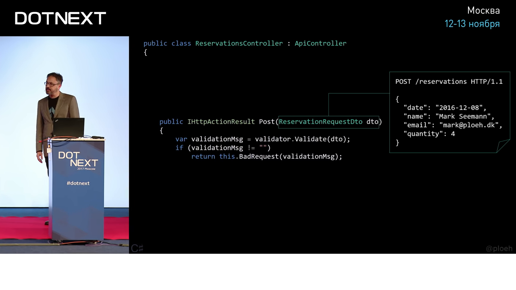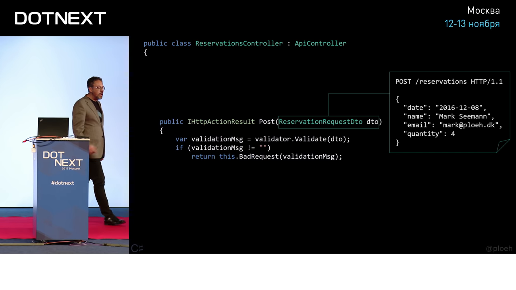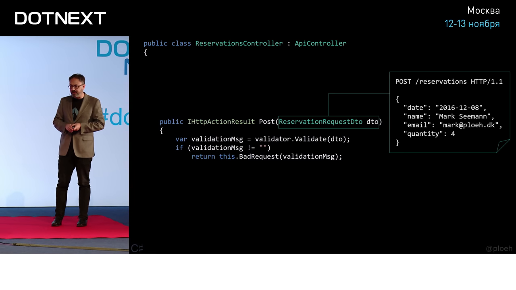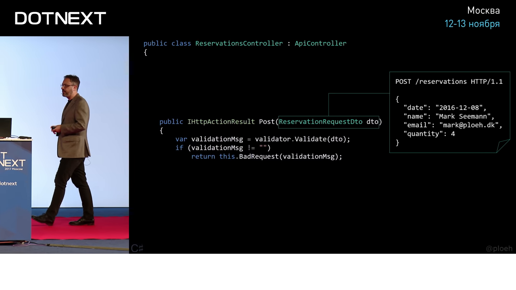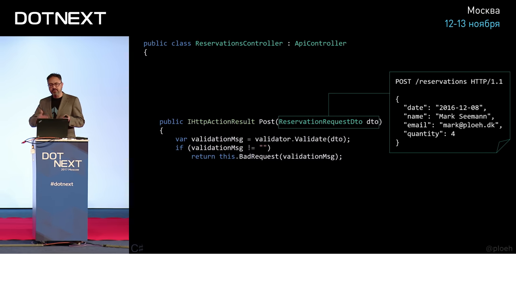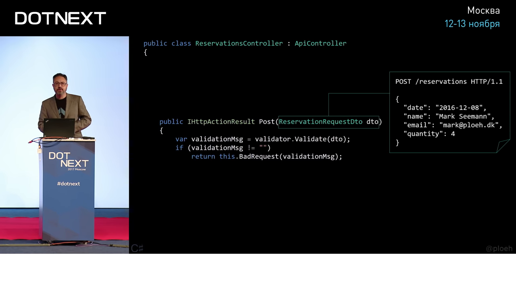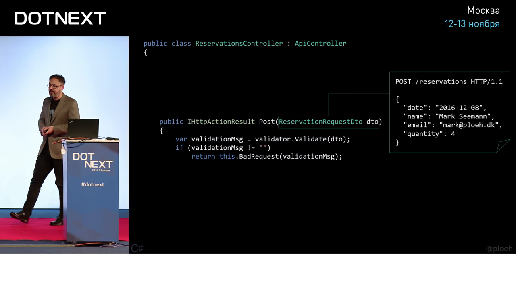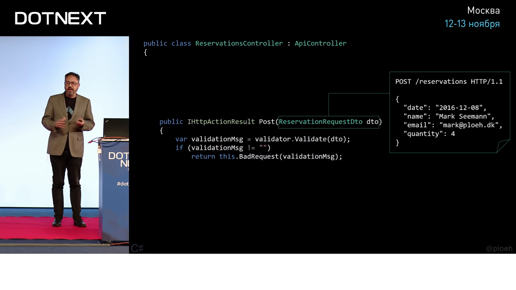a bad request. I think it's 400 anyway. And then you may be wondering, so where does validator come from? That's what we're trying to figure out. So I'll just go a little bit further into the code, and then we'll try to figure out where those objects actually come from. So that's one collaborating object.